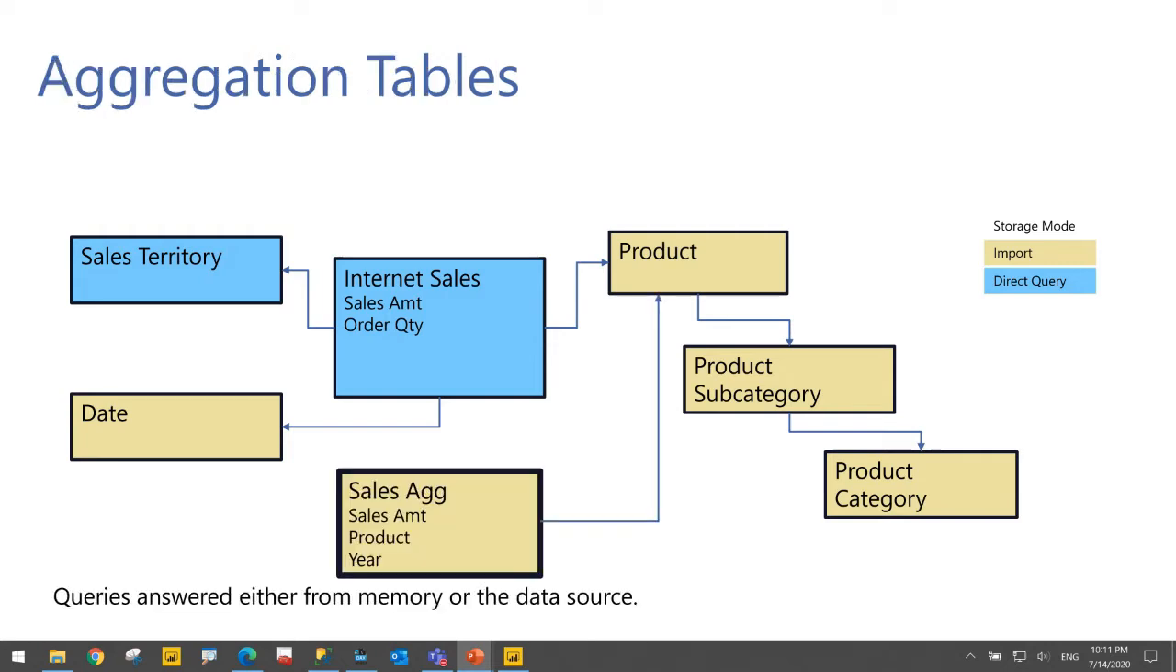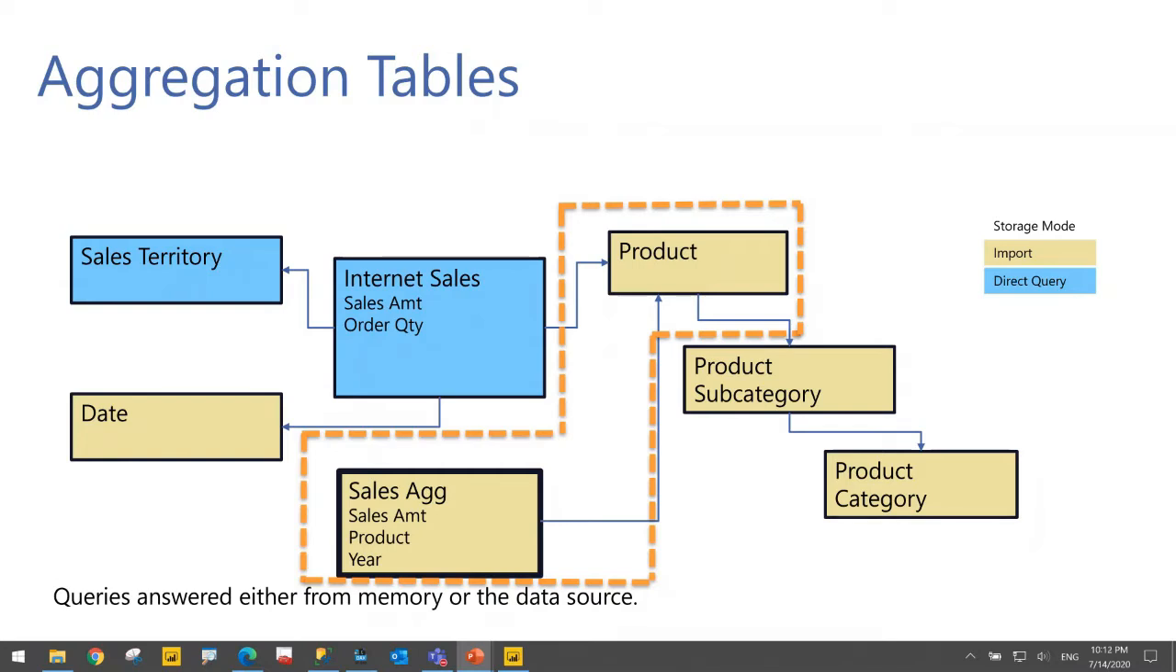And then if you have your aggregation table, the summary table, you can bring that into memory, right? So this is great. Now, if a query comes in and asks for sales amount by product, in this particular example on the screen, I have sales amount and product in the aggregation table. So that query can be answered from the smaller aggregation table. Everything's in memory, right? So Power BI can answer that query entirely from memory.